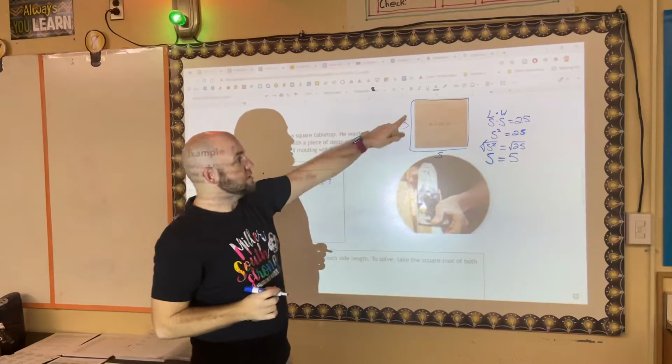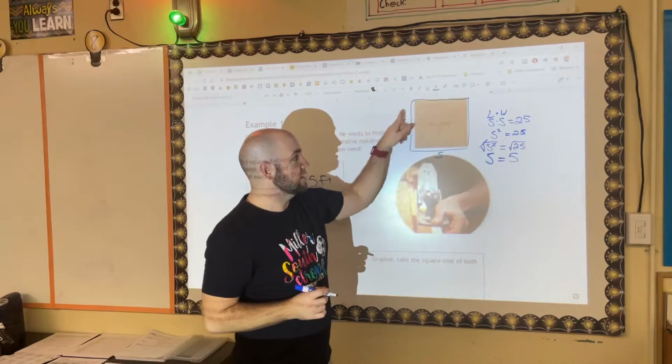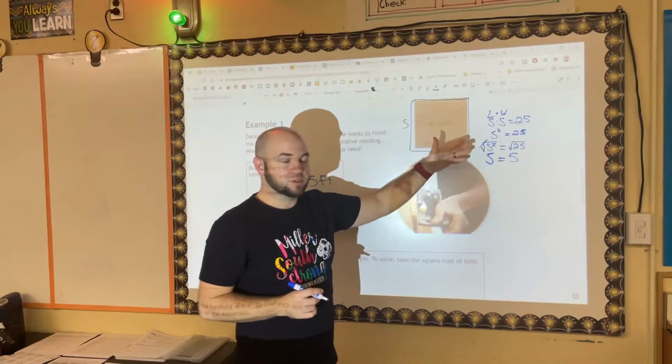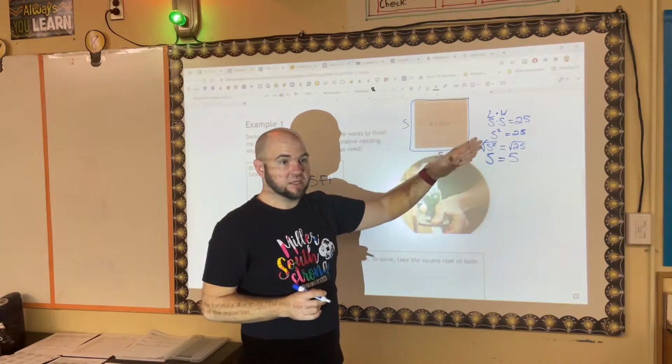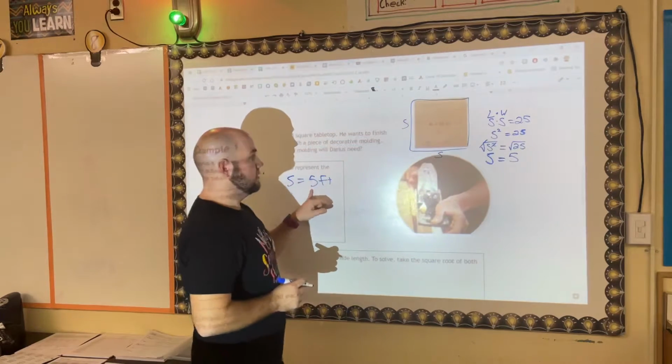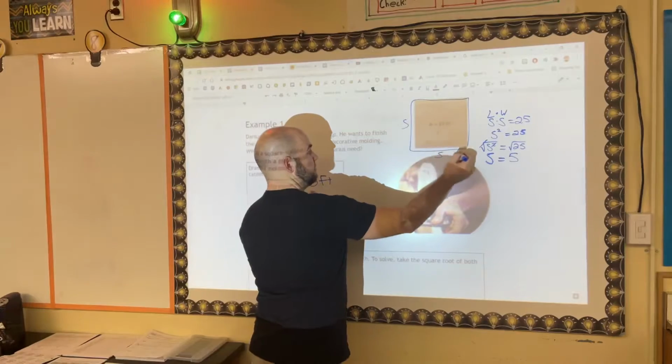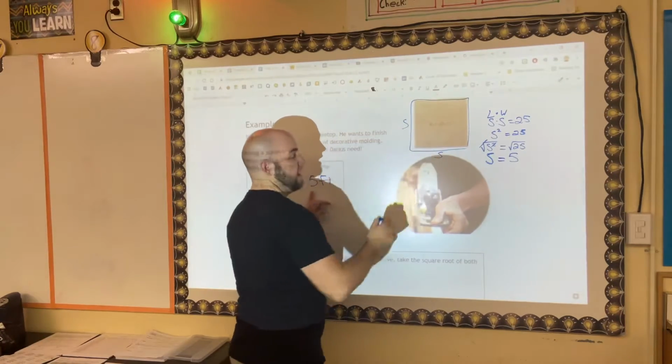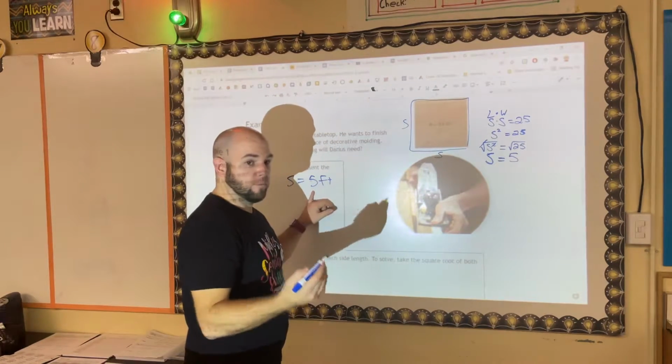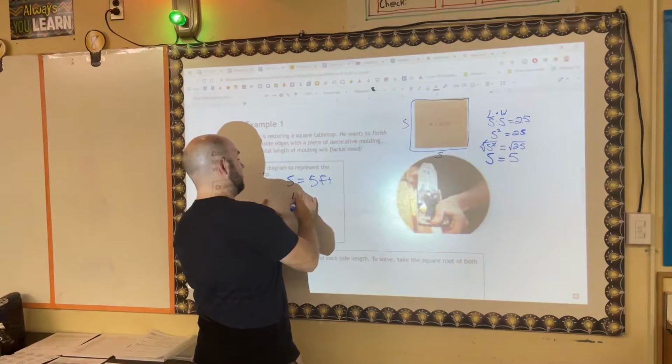But we're going to do a decorative molding around the outside of this. So perimeter is just adding up all the sides. So 5 plus 5 plus 5 plus 5, or 5 4 times, so 4 times 5.